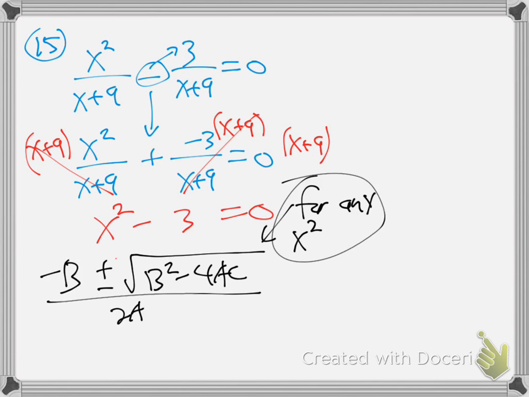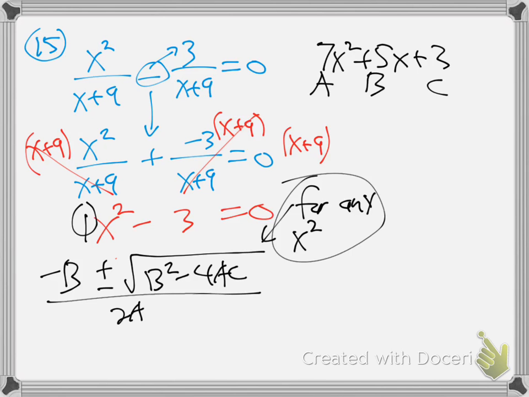So, what's the A, B, and C, though? What's the A? 1. A is 1. No mystery there. What's the B? What's the C? What's that negative 3? Good. Right? Because normally, if you had 7x squared plus 5x plus 3 or whatever, this would be A, this would be B, this would be C, right? So B is always the middle term. What's next to the regular x? I got no regular x. So here, let me move this minus sign onto the 3 there. That's C. B must be 0.